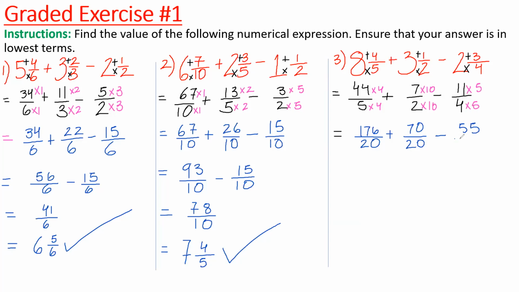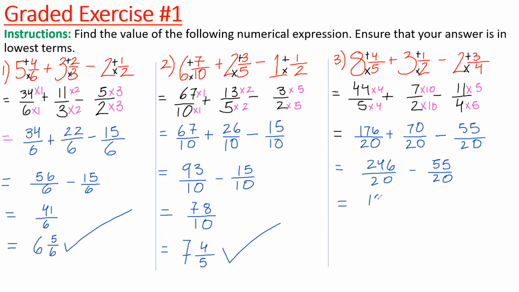Very good. So 55 over 20. Then we add 176 plus 70, which is 246 over 20, minus 55 over 20. Then we subtract 246 and 55, which is 191 over 20.